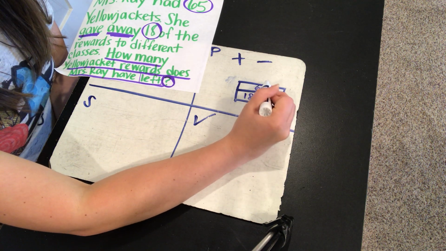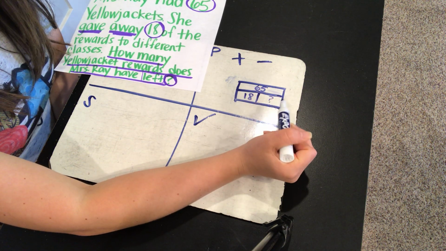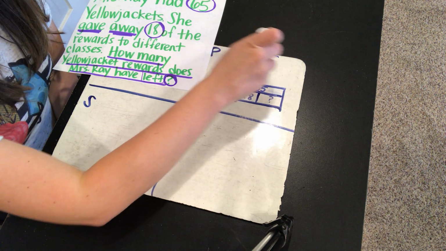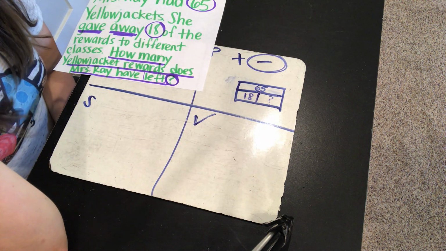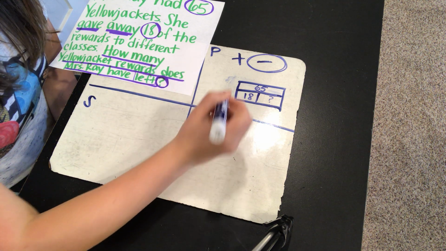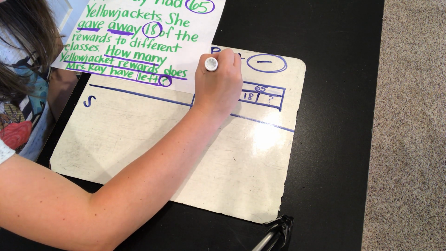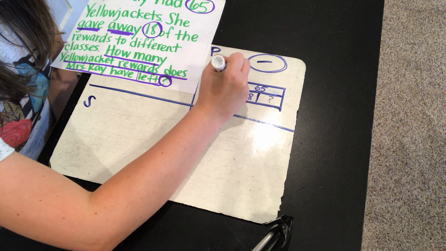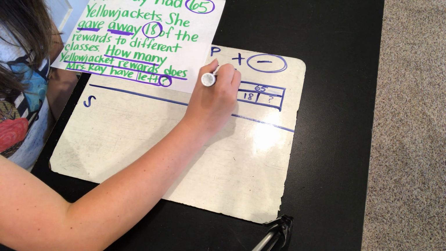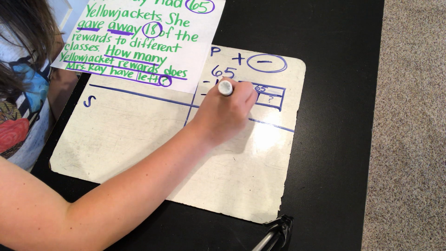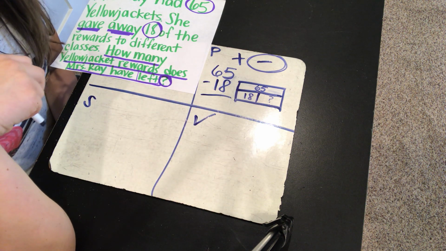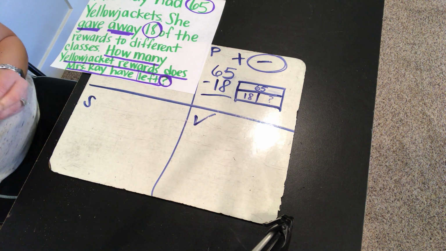Anytime we already know the whole and we're solving a part, that always means we're going to be subtracting, so we were right. Our equation or algorithm or number sentence, whatever you would like to call it, is 65 minus 18. Okay, 65 minus 18 is what we're going to be solving.